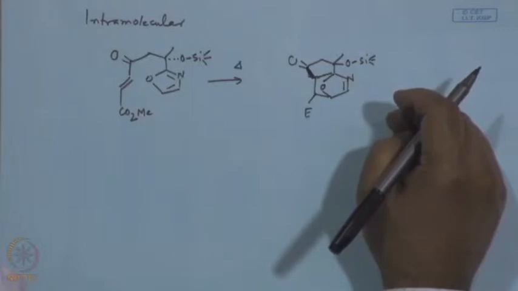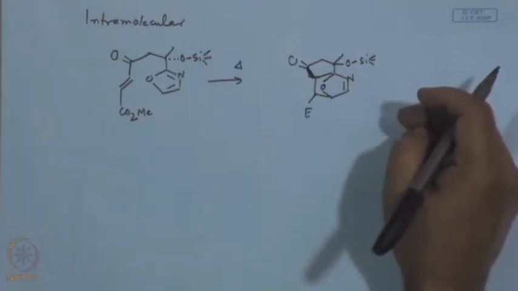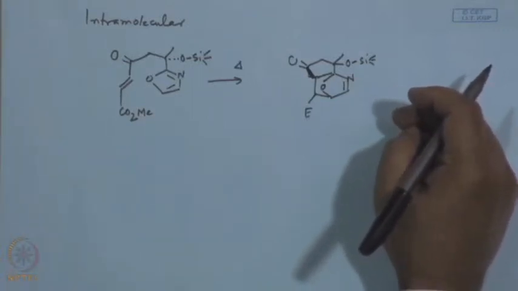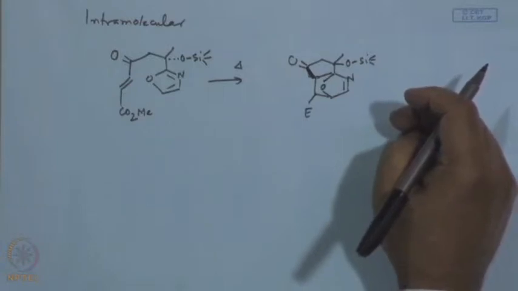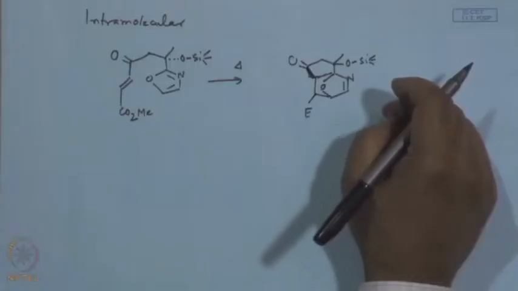Is there any chance of the retro-Diels-Alder? That's what you have to keep in mind. Is there any possibility of retro-Diels-Alder? That means the Alder-Rickert reaction. Whenever you are doing thermal reactions, just by looking at the structure, you have to be able to predict that. Then only you can write the final product.